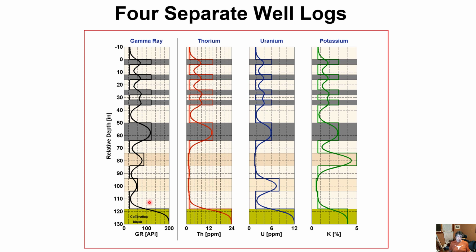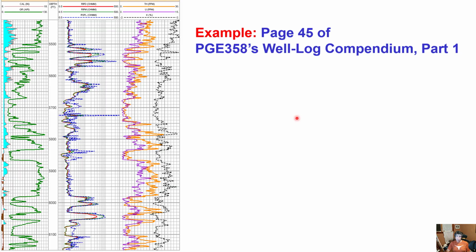Consequently, the logging company is going to give you 4 gamma ray logs. 1 for thorium, 1 for uranium, and 1 for potassium. And the same logging tool can have either the standard gamma ray log, which is with the scintillator that takes into account the gamma rays coming from the 3 elements at the same time, or they can plot the standard gamma ray log as reconstituted from the individual counts from thorium, uranium, and potassium. That's how it works. Here's an example of page 45 of the well log compendium.